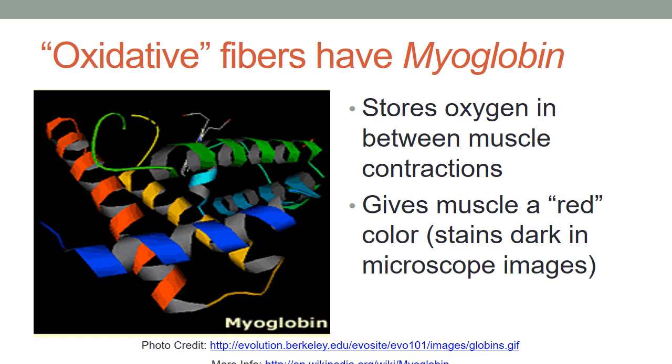You can tell which muscle fibers are oxidative because oxidative fibers have a red protein called myoglobin. You may have heard of hemoglobin. That's a molecule in your blood that carries oxygen around your blood. Myoglobin is a related molecule that is in your muscle, and it stores oxygen in between muscle contractions. And it is myoglobin that gives muscle a red color, and it looks very dark in the following microscope images that we'll be looking at.